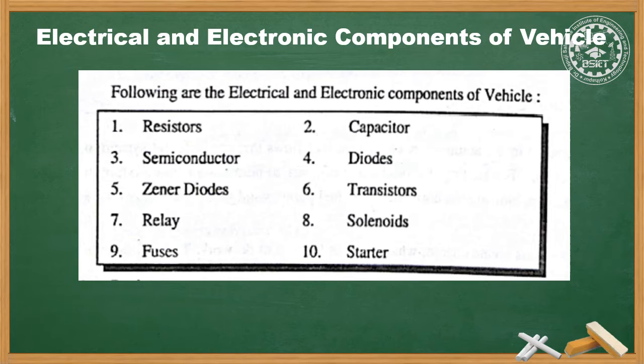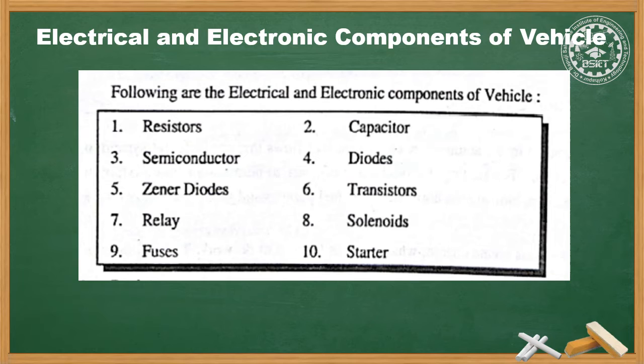Sixth, transistors. A transistor is a semiconductor device which can be used as an electronic solid state switch or current amplifier. Transistors are made up of three sections of N and P type material. It may be a PNP transistor or an NPN transistor.